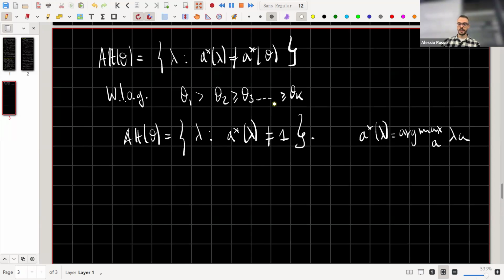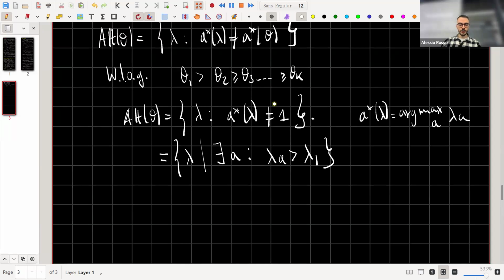So what we are asking is that there exists some action A such that lambda A is bigger than lambda 1. If that is the case, obviously lambda 1 cannot be optimal, so the optimal action is not arm 1. And you can show that this is also equal to the union over arms different from 1 of this set of models.